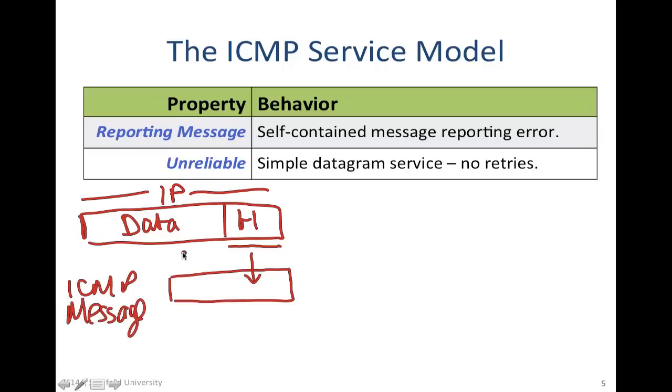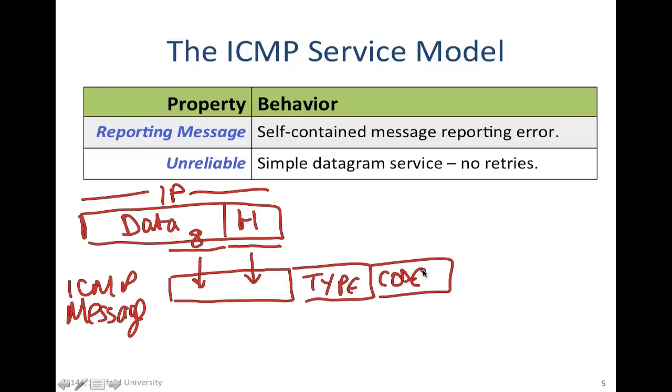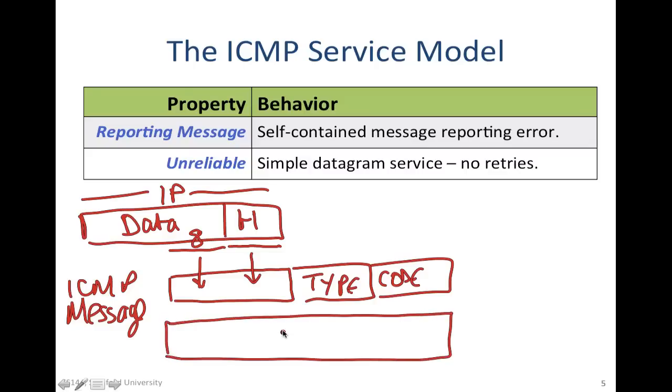And it will also take the first 8 bytes of the IP payload, and it'll put this into the ICMP message. And then it marks it with a type and a code, and we'll see some examples of these types and codes in a moment. And then the whole lot gets placed into a new IP datagram. So this is the data of the new IP datagram, and this is going to be sent back.